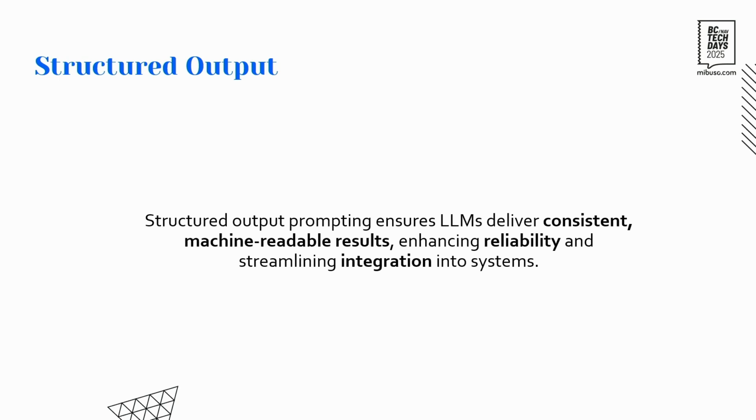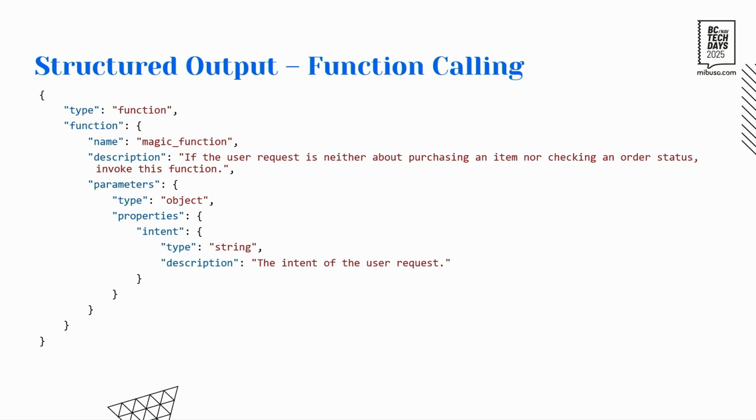Next one, we've actually talked about this as well, structured output, but now you know the name and what it can really do. So it really ensures that the LLM delivers consistent, machine-readable results, enhancing reliability and streamlining integration into the systems. So structured output, the magic function that Qasim had talked about earlier, is function calling, which is a subset of structured output. It's basically getting an output that is in a certain format and is guaranteed to be in that format.